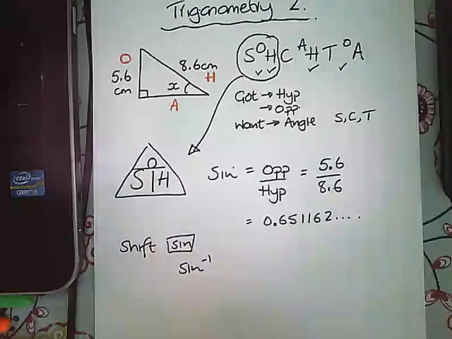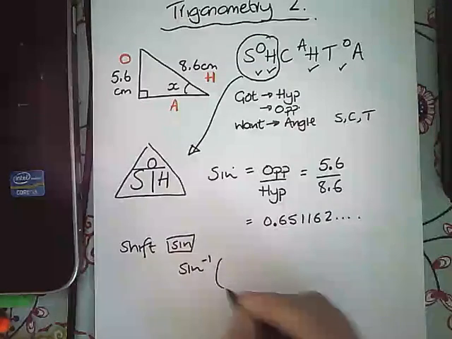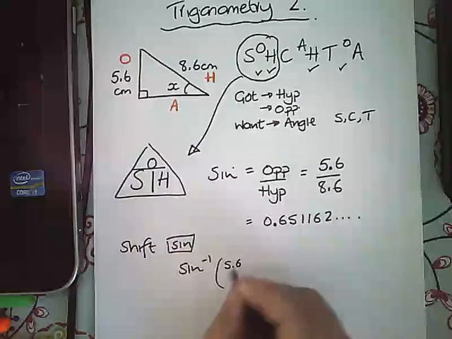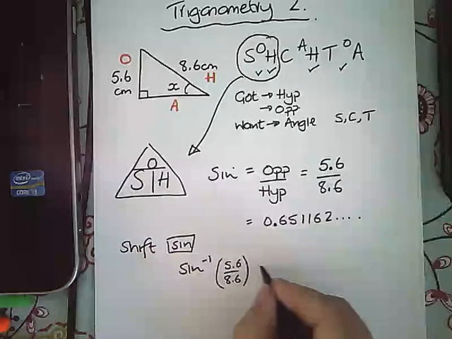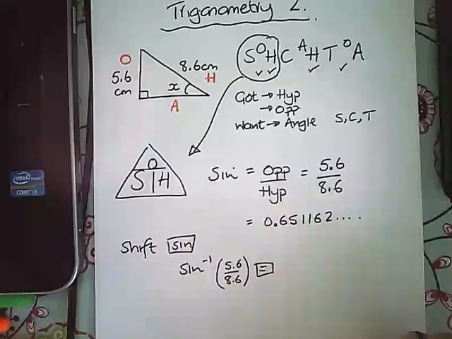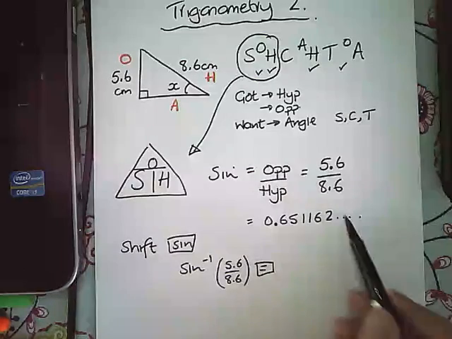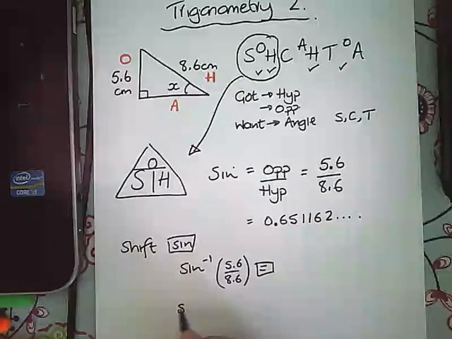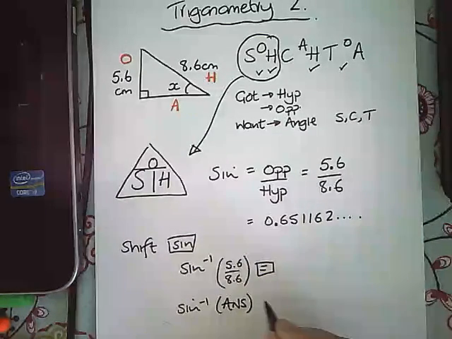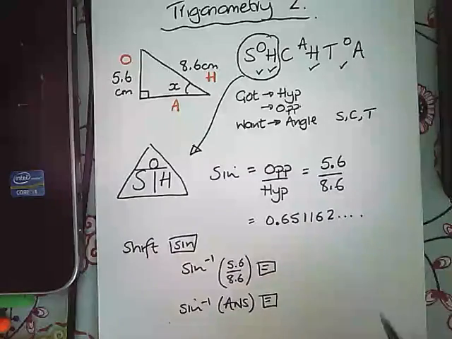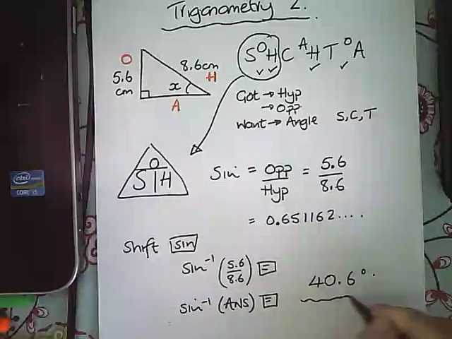Then there are two things you can do. You can either do shift sine and it will come up with this on the calculator and it will open a bracket. You could then put your 5.6 over 8.6 and close the bracket, and then when you press equals it will give you the angle. Or the other thing you can do is, if you've worked this out, this is then stored on the answer button on your calculator, you could just type in shift sine, which would give you this, press the answer button and then equals, and in both cases it will give you an angle of 40.6 degrees. So I'm just going to show you that on the calculator.